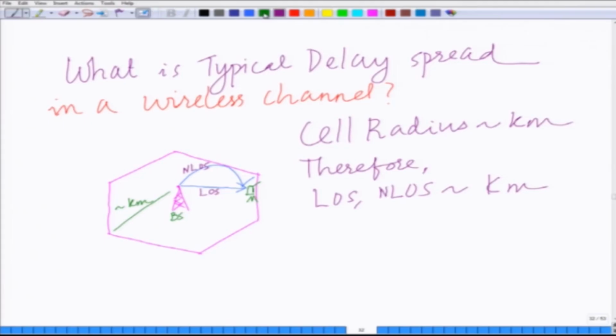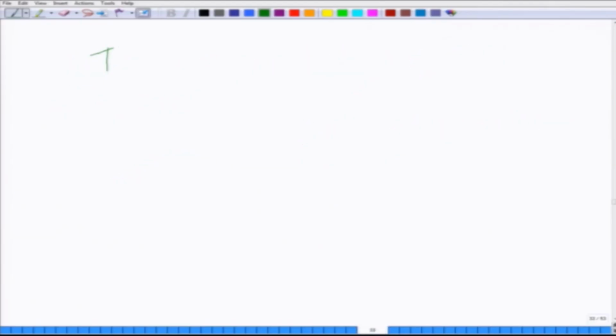Delta D equals the difference in distance. Since the distances are of the order of kilometers, delta D, which is the difference of the distances, is also of the order of kilometers.